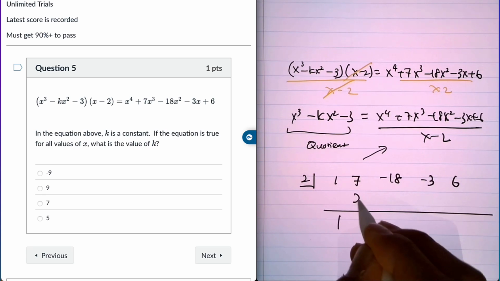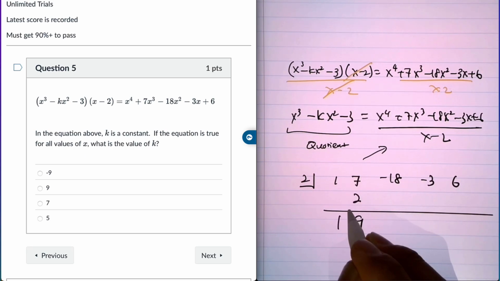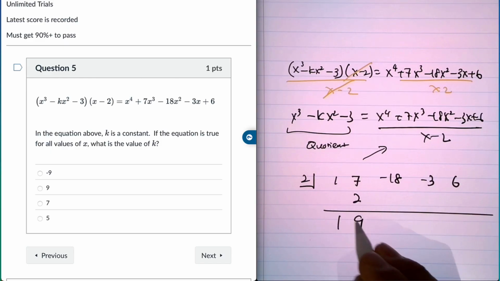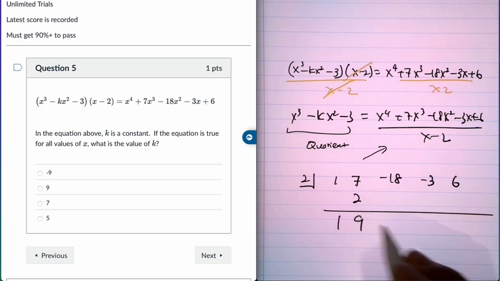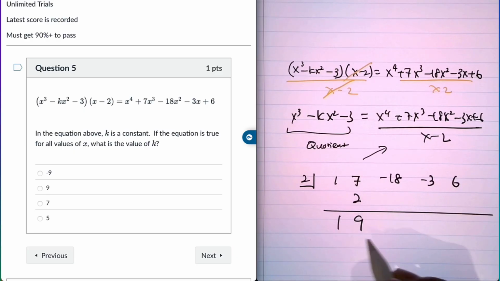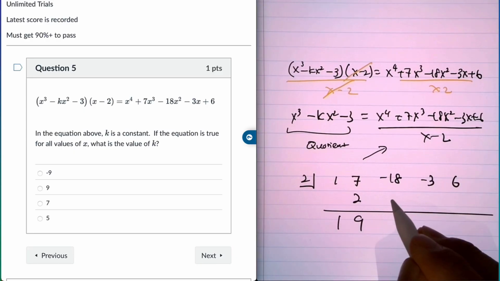2 times 1 will give you 2. You get 9 when you add. You always want to add column by column. Anytime you go through this diagonal, you just have to multiply. So 2 times 9 will give you 18.